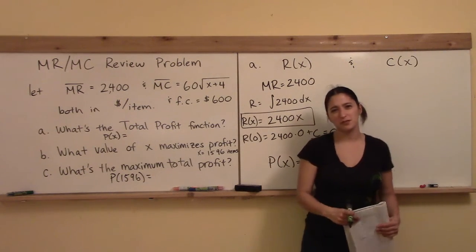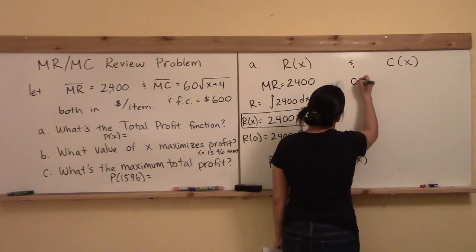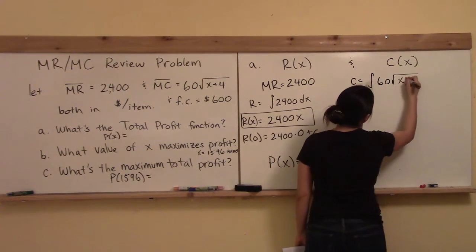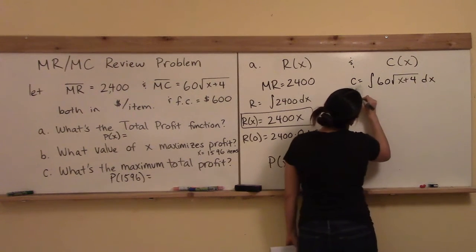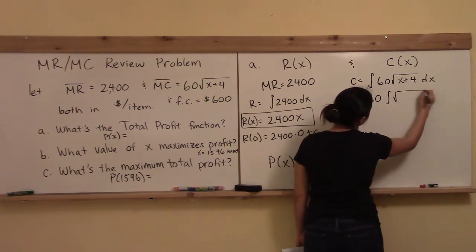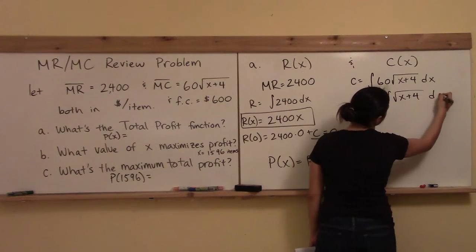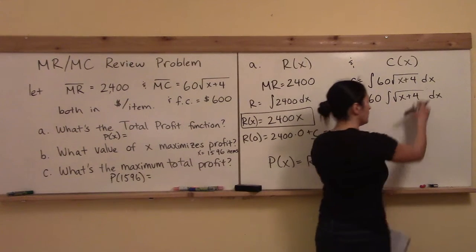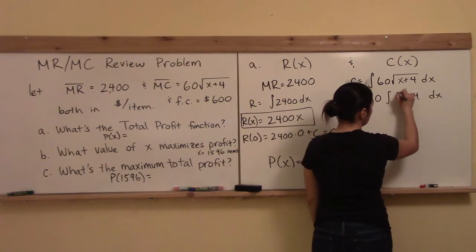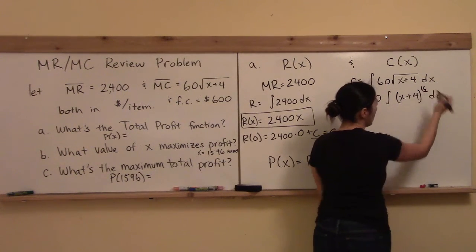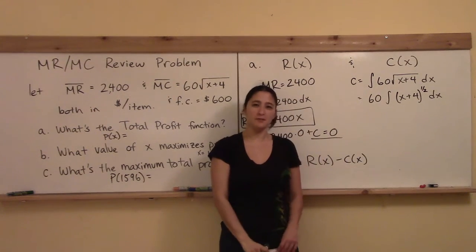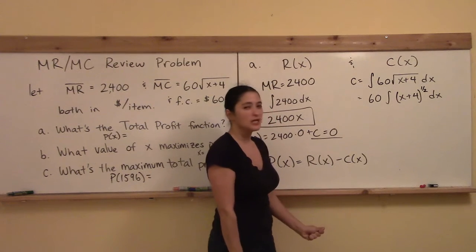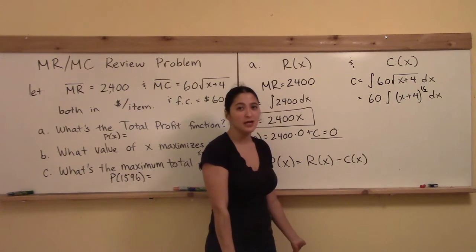It's got that square root in it, right? So we're going to have to deal with that. The cost is going to be the integral of 60 root x plus 4 dx. One thing I can do to help myself out immediately is pull out the 60. But then I have square root of x plus 4, or maybe you would prefer to see it as x plus 4 to the 1/2, right? If that was x to the 1/2, I would know what to do with it right away. But it's not, it's x plus 4. So what do you think we're going to have to do?